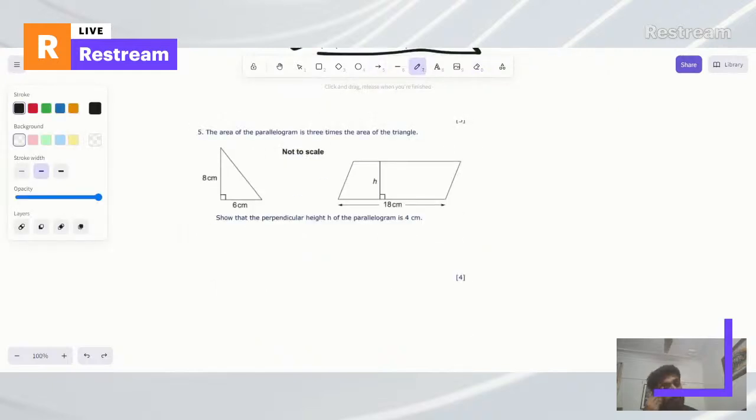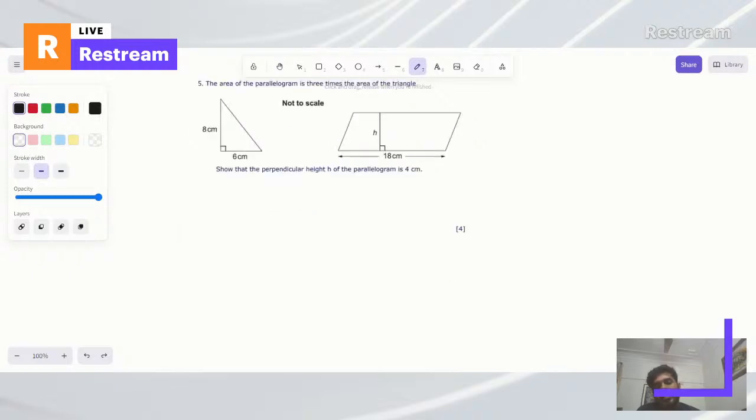It says that the area of the parallelogram is three times the area of the triangle, right? So whatever is the area of the triangle, the area of the parallelogram would be thrice of that. Now we have to show that the perpendicular height of the parallelogram is 4 centimeters. So how are we going to do this? First we need to find out the area of this triangle. So we can apply the direct formula for the area of a triangle, which is half base times height.